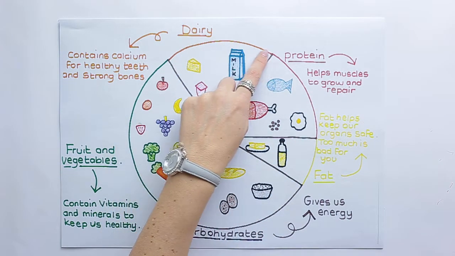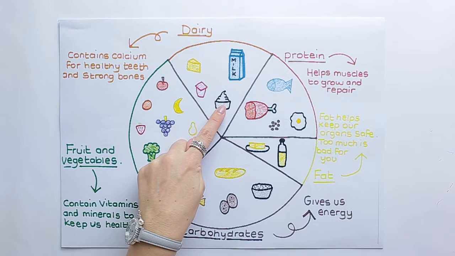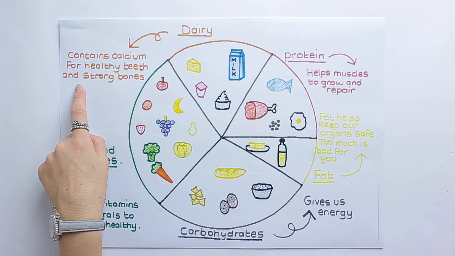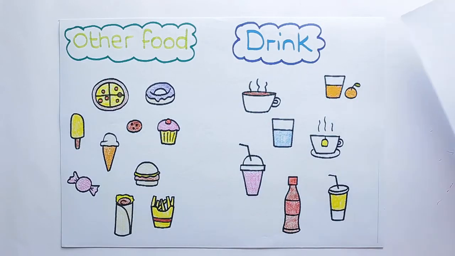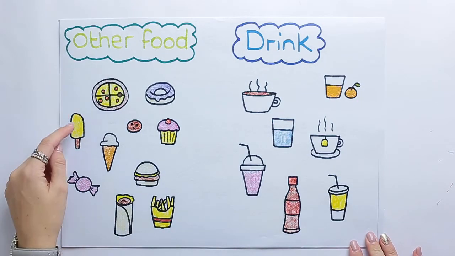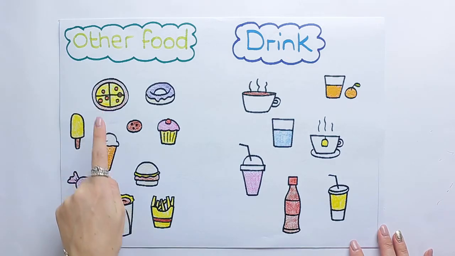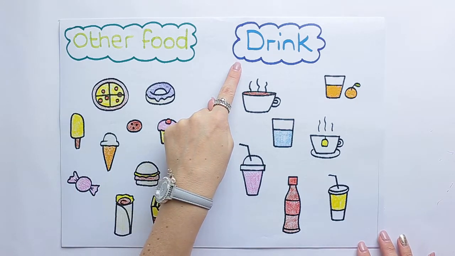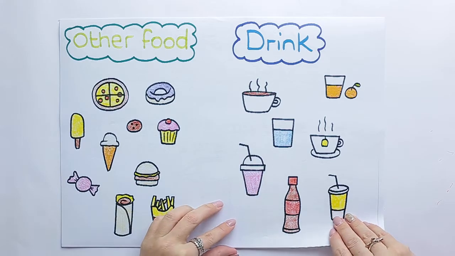And then you have dairy. Dairy is things like milk, yogurt, cream, cheese. Contains calcium for healthy teeth and strong bones. Other foods are things like fast food or desserts. Pizza, chips, sweets. Then you have drinks. Coffee, cola, orange juice, even milkshakes.